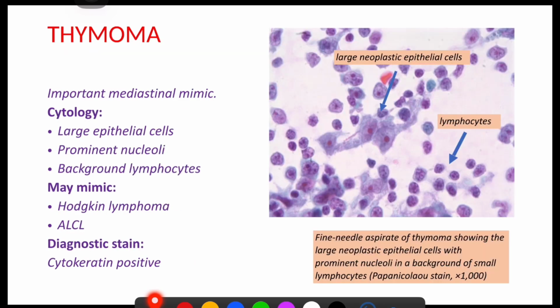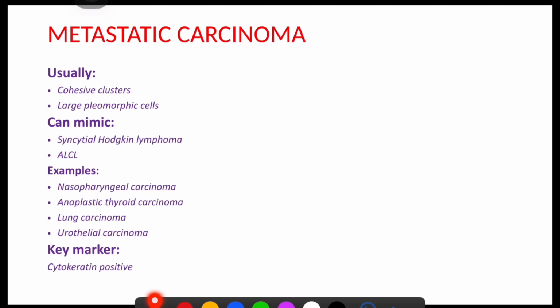Thymoma is a mediastinal mass with large epithelial cells, prominent nucleoli and a background of many mature lymphocytes. So it may mimic Hodgkin's lymphoma or ALCL, but cytokeratin is positive in these neoplastic epithelial cells. Metastatic carcinoma usually has cohesive clusters and large pleomorphic cells. Syncytial Hodgkin's lymphoma may mimic metastatic carcinoma and ALCL.